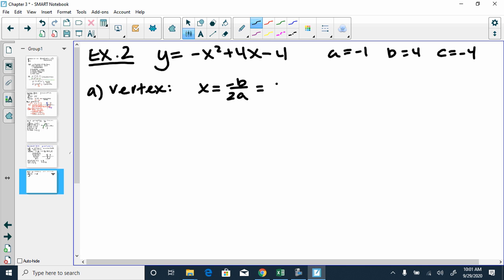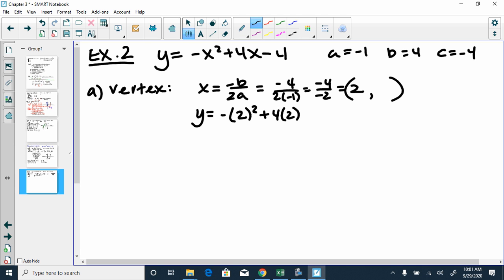So plugging everything in, opposite B is -4. 2 times -1. -4 divided by -2, and that's 2. So far, I have found that the x coordinate for the vertex is 2. Now, when you want the y coordinate, you do have to go back in and plug it in. So -2 squared plus 4 times 2 minus 4. That ends up being -4 plus 8 minus 4. And, have a neat answer here, 0. Okay, so your y coordinate for this vertex is 0.